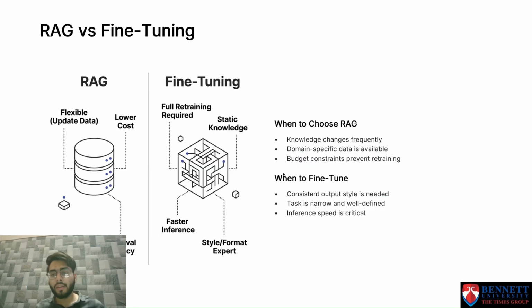Now let's compare RAG with fine tuning. Fine tuning involves retraining the model with new data, which is expensive and difficult to update frequently. RAG, on the other hand, allows us to update knowledge simply by updating the data source. So RAG is more flexible and cost effective. However, it introduces additional complexity in system design.